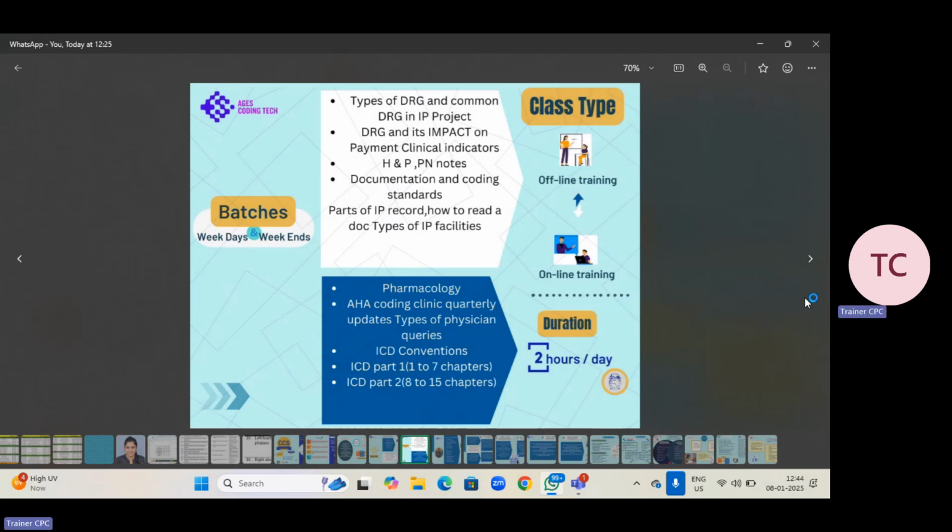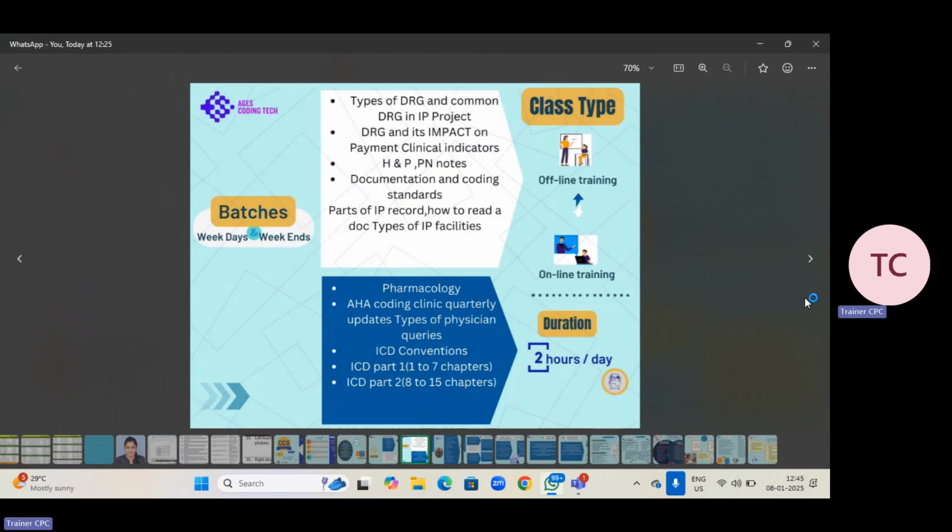And after that, we'll be covering the parts of IP records. If you are given an IP case sheet, what are the contents it will contain, starting from the discharge summary. First the discharge summary will be displayed. Then the other items like the face sheet, that is the admission form, physical examination, history and progress notes, physician orders, and if there are any other reports, radiology report, pathology report, consultation report, and if they have performed any surgery, then the operative report, everything will be present. So those we will discuss.